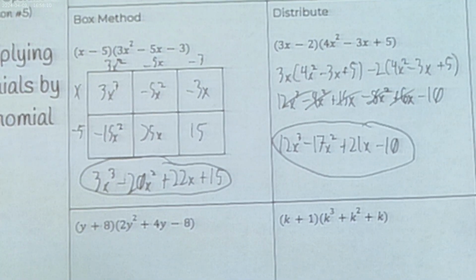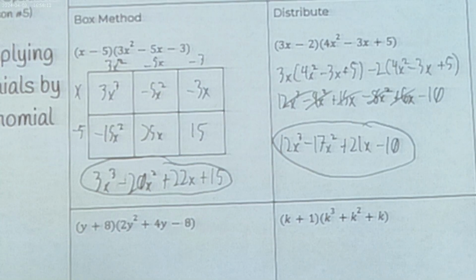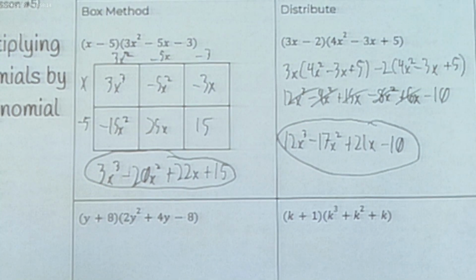In terms of speed, I've got to be honest with you, the box method is definitely faster. But I just like the distributive method more. Again, like I said, the box method is consistent and reliable. I deliberately took my time with the distributive method, but I've got nothing bad to say about either one of them, really.